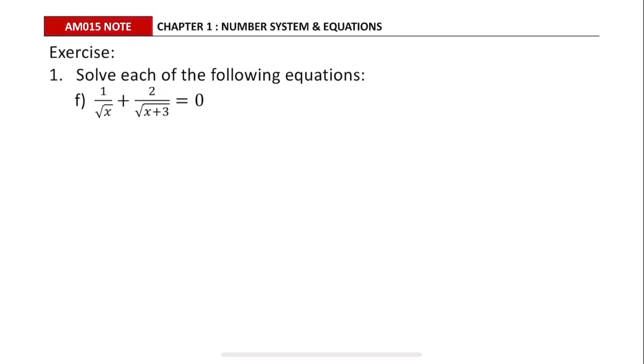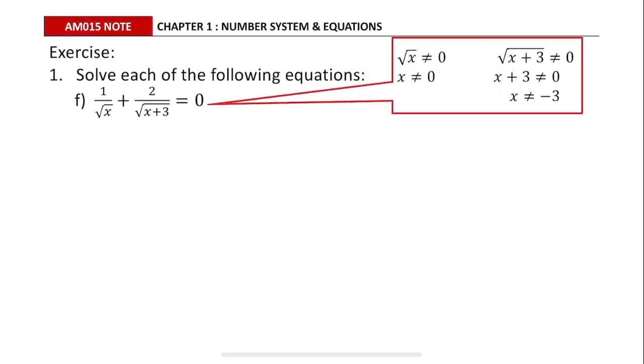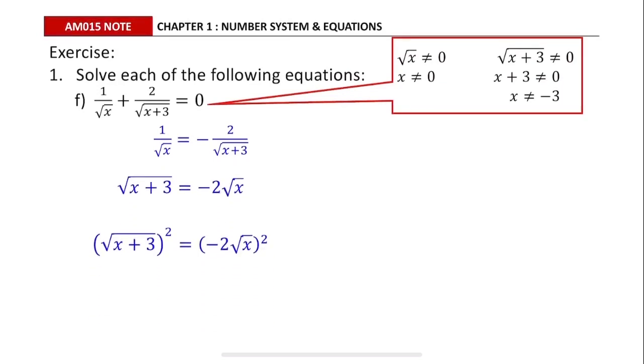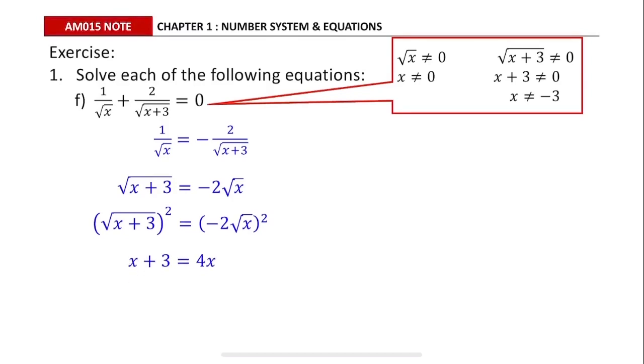So this question involves fractions. The denominator of a fraction cannot equal 0. That means, in this case, the value of x cannot equal 0 or negative 3. So to solve this, move one of the fractions to the right side and cross multiply. Then squaring both sides will cancel out the surd. For negative 2 square root of x squared, it becomes 4x because we have to square the negative 2 as well. Then solve until you get the answer.